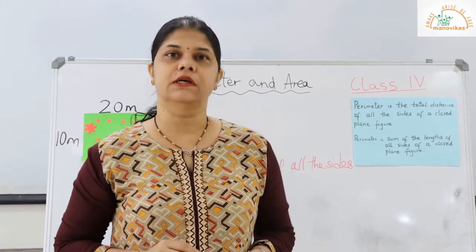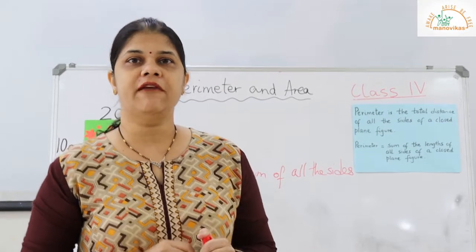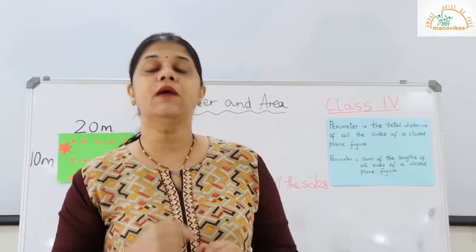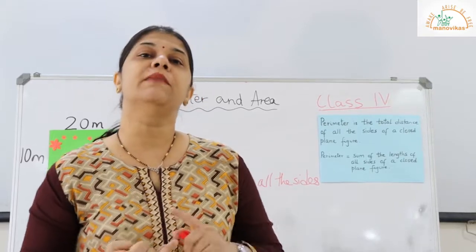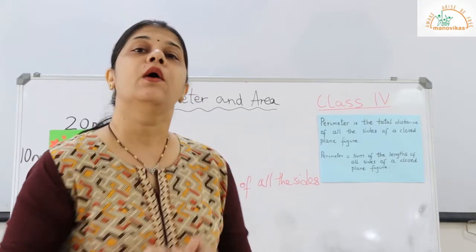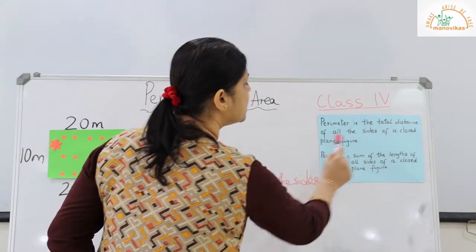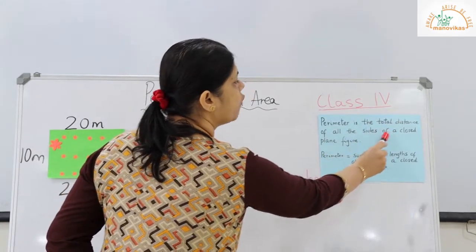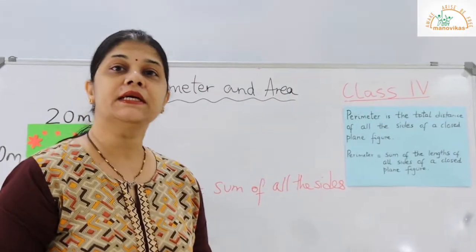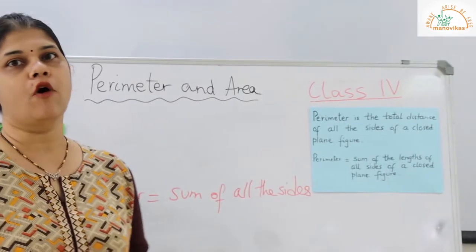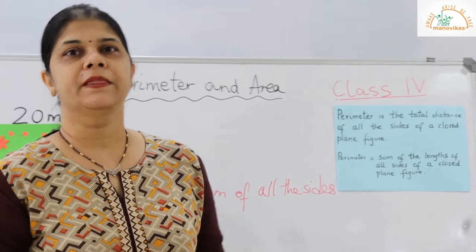Let us see first what you mean by perimeter. Perimeter is derived from two Greek words. Peri means around and metron means measure. So we can define perimeter as the total distance of all the sides of a closed plane figure. I repeat, perimeter is the total distance of all the sides of a closed and plane figure.